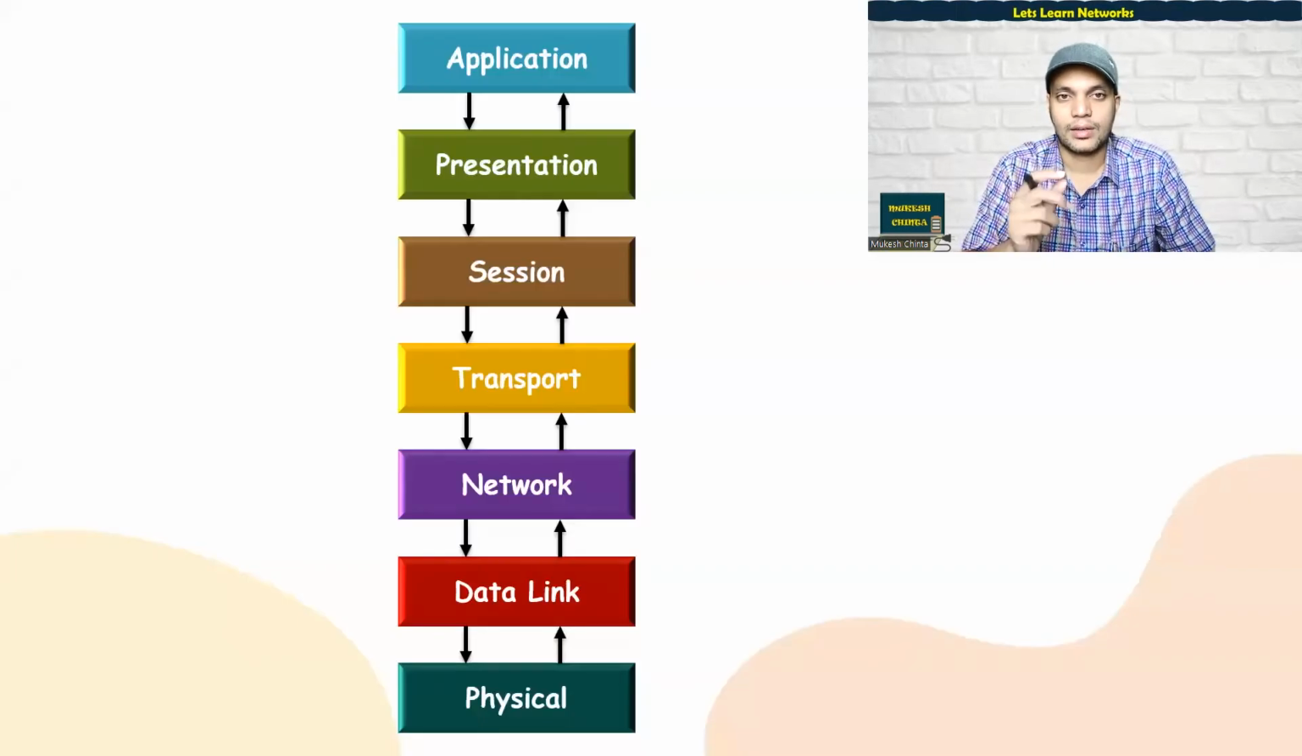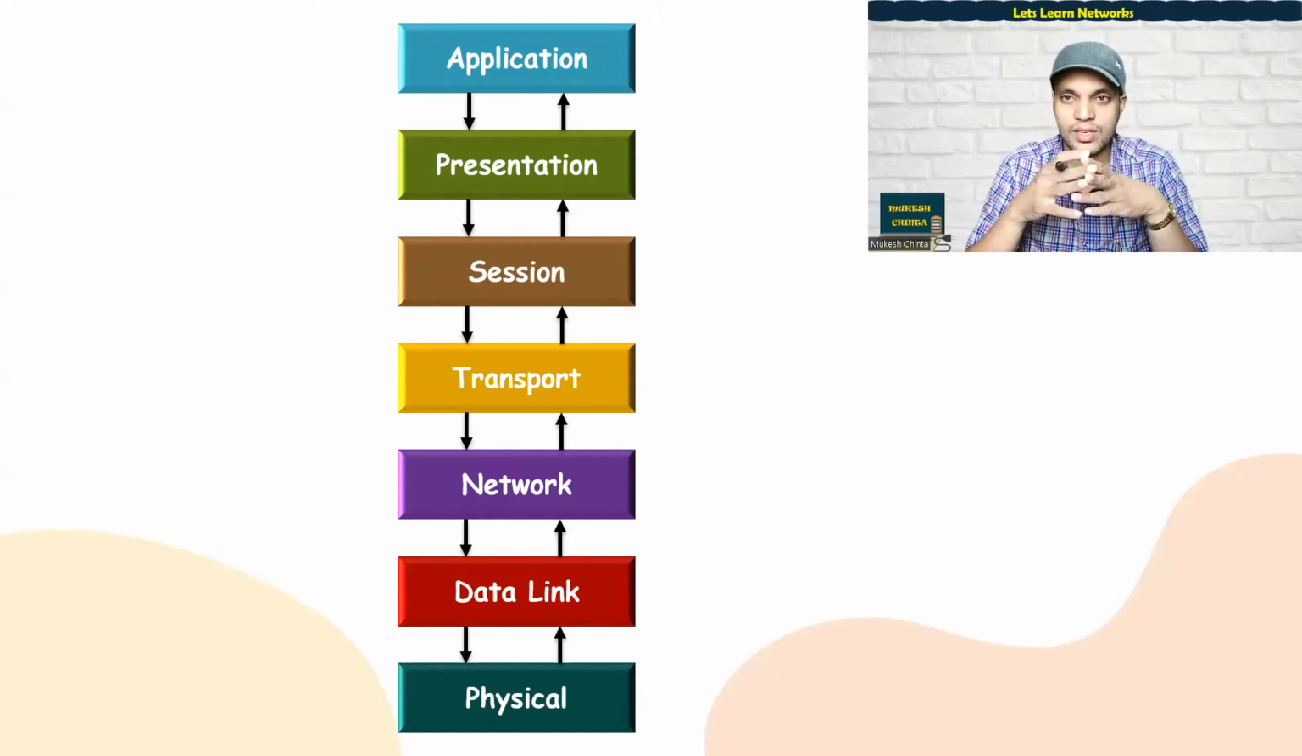The 7 layers are, if you start reading from the top: the application layer, followed by the presentation layer, followed by the session layer, then the transport layer, then the network layer, followed by the data link layer, and the final layer is the physical layer.